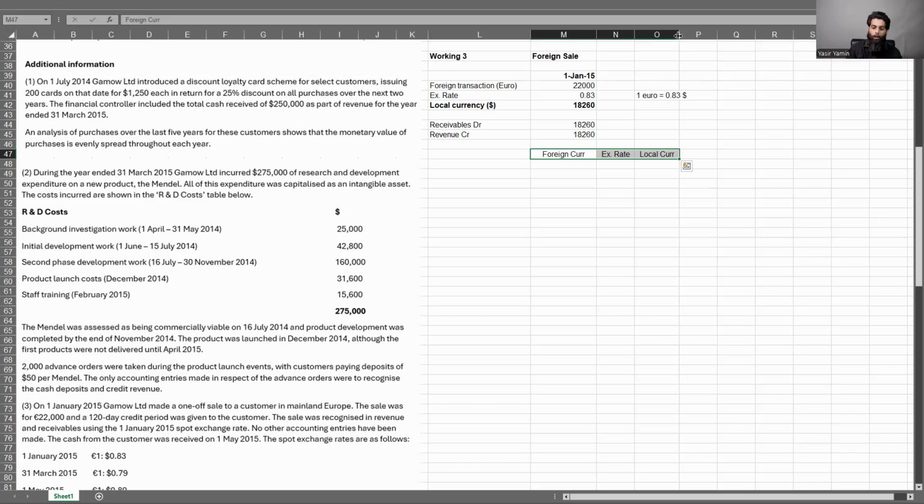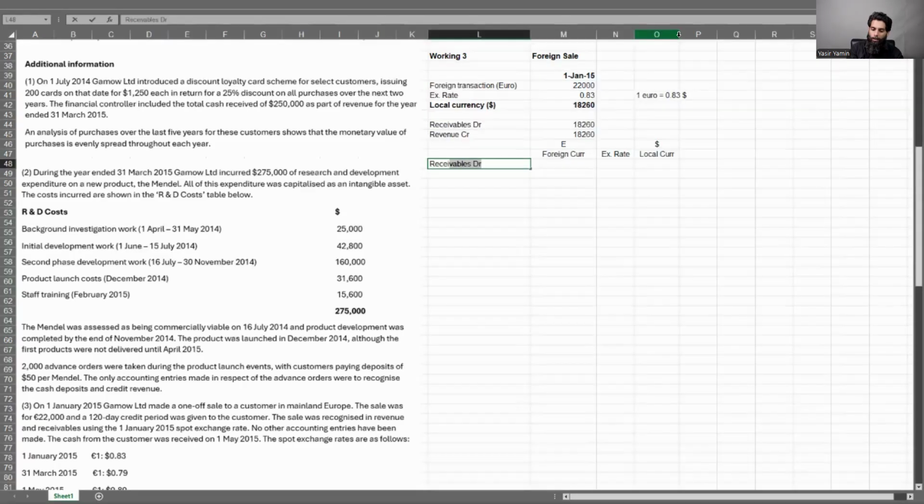By the way, you know, foreign currency for us is euro, local currency for us is dollar, right? Make sense? And how do you go about it? You had some receivables with a foreign currency value of 22,000, but a local currency value of 18,260. Is everybody on the same page up till now? And you recognize these receivables on 1st January 2015. Is everybody on the same page?